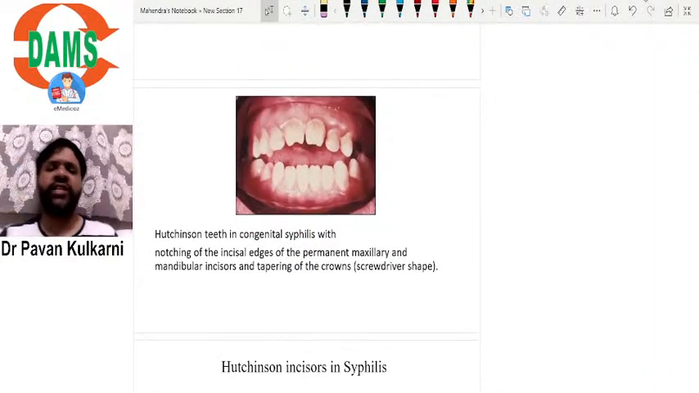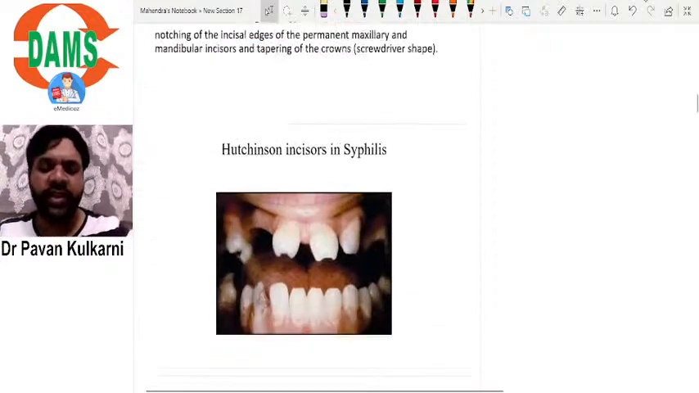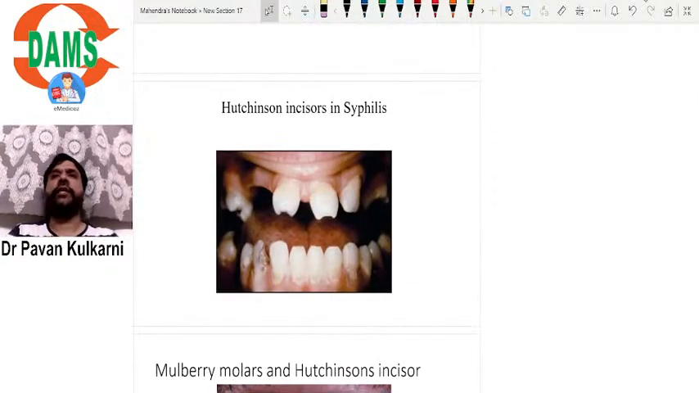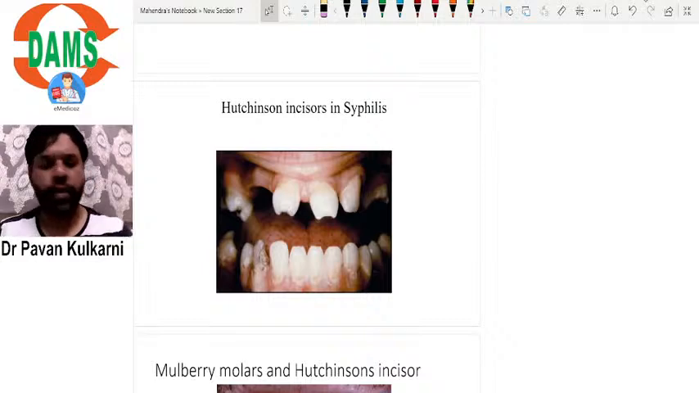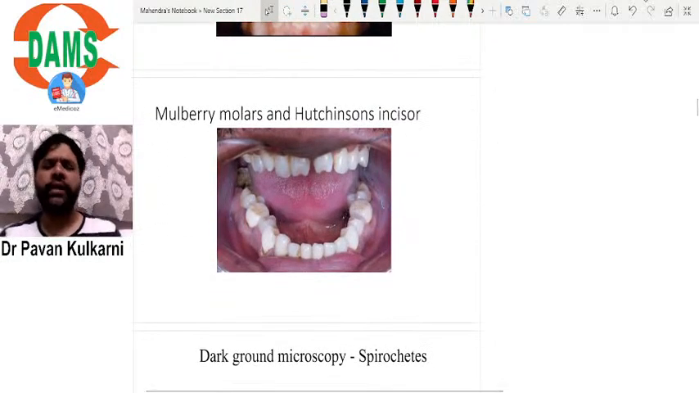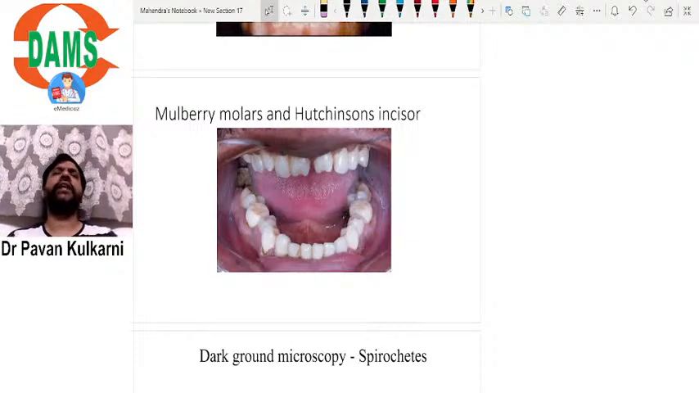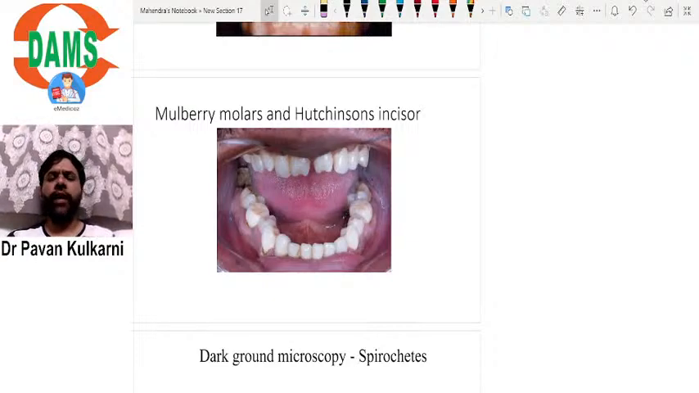Okay. Now moving on to this next image. Yes, this is Hutchinson's teeth. All of us know this is a Hutchinson incisor. I'll show you one more image of a Hutchinson incisor, where you can see a notch on the incisal edge. This is a mulberry molar, which is again a characteristic Hutchinson's tooth appearance.